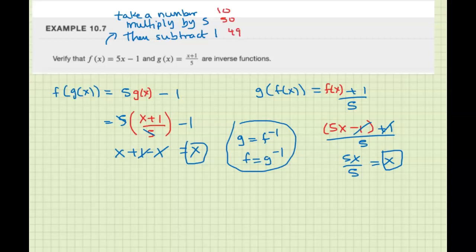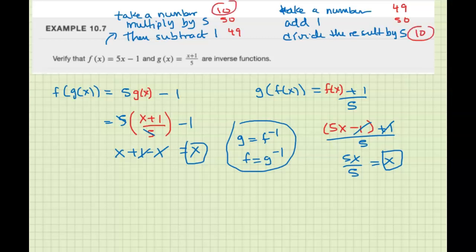Now, g of x says add 1 to a number, then divide the result by 5. So notice we're doing the steps of the function f in reverse. If I take this result of 49 and I add 1, I get 50, and I divide by 5, I get 10. So I get back to my input. That's the purpose of an inverse function: it does the steps of the original function backwards in order to reverse the process and get back to what you started with.